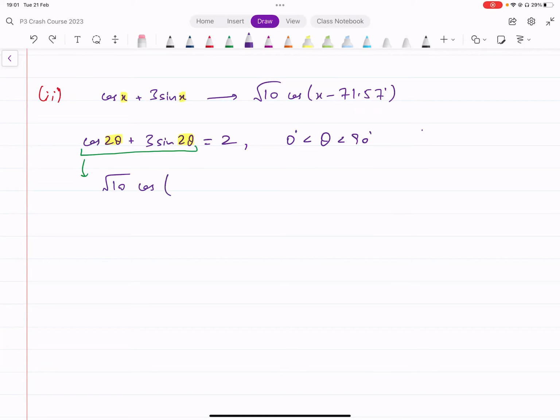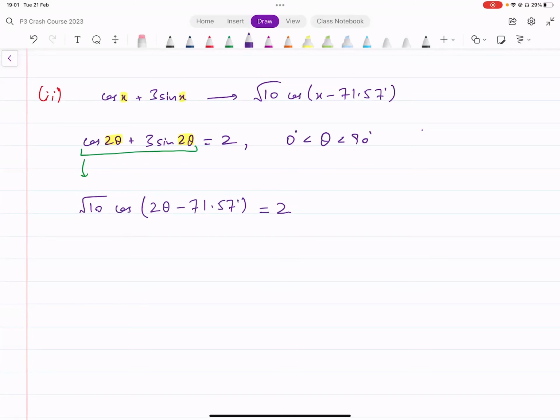But remember, in place of x in the equation that you've got, you have 2 theta. So you say this is 2 theta minus 71.57, that equals 2. Essentially, this is the equation that you need to solve now: square root of 10 into cos of 2 theta minus 71.57 equals 2. We need to solve this equation now.